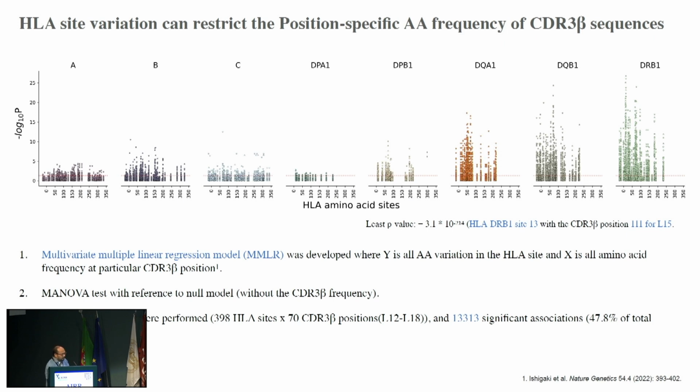For that, we did a multivariate multiple linear regression model, and with this we looked at the variation in each of the HLA sites and all the amino acid frequencies on the CDR3 beta sequences. Then we did a MANOVA test with a null model where we didn't consider the CDR3 beta frequencies, and like that we have done around 2,800 tests based on 398 HLA sites with variations, and 70 CDR3 beta positions for lengths 12 to 18. And we found around 13,000 significant associations. So that means there is a restriction based on HLA on CDR3 sequences.